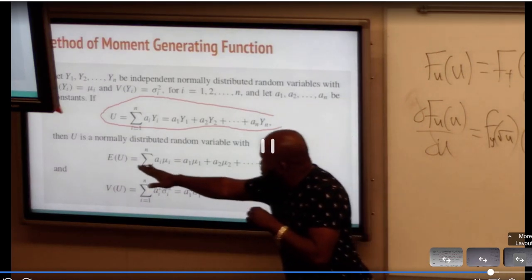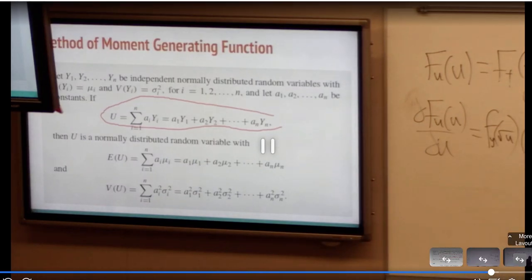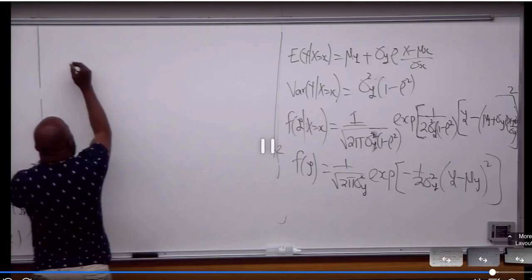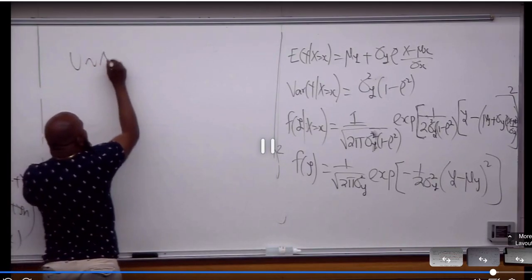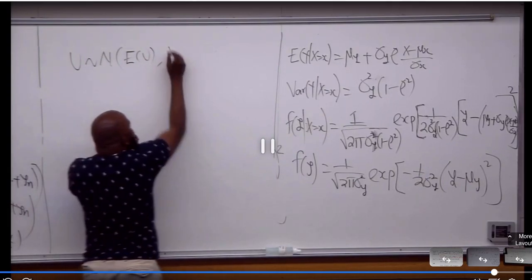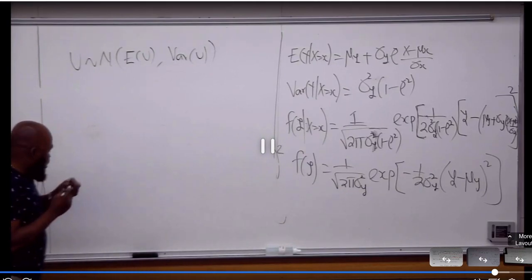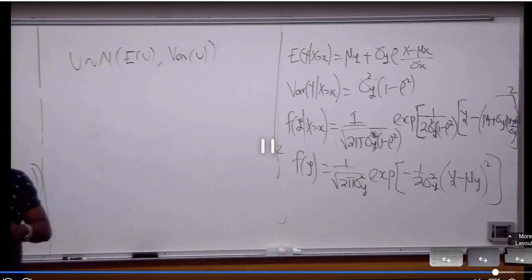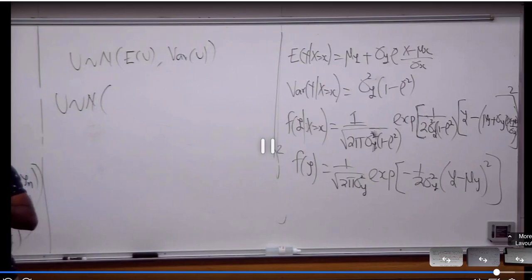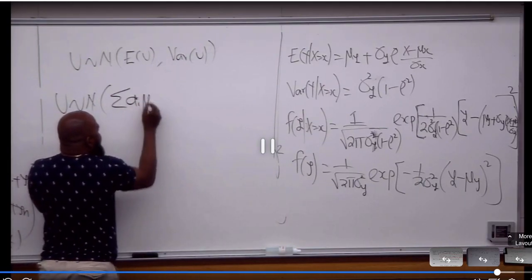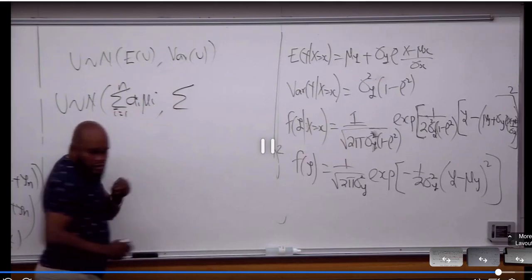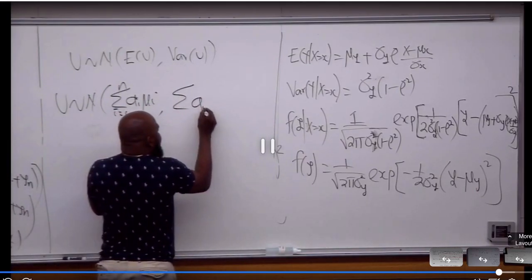The moment I know this, I will conveniently write that u follows normal, with the mean and the variance. So if I want to write it out based on what I'm seeing, I'm going to say u follows normal. What is the expected value of u that I have? Summation a_i mu_i, i from 1 to n. Then the variance is summation a_i squared sigma_i squared, i from 1 to n.